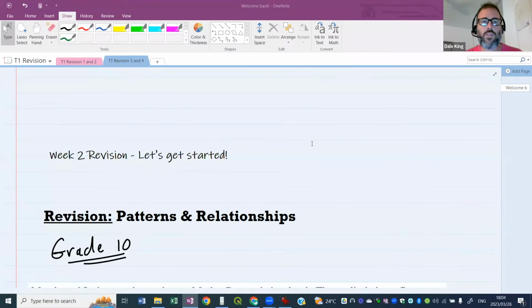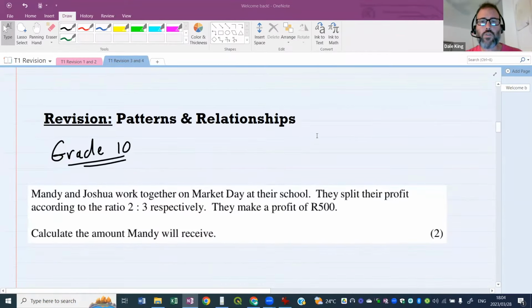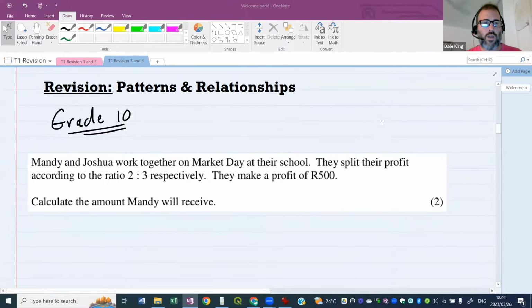Everything here. We're going to start off with a grade 10 question. Just remember, grade 11s, you're more than welcome to do these calculations. Always good to practice, but grade 10s, this is aimed at you guys. Let's have a look. We've got this question about ratio.